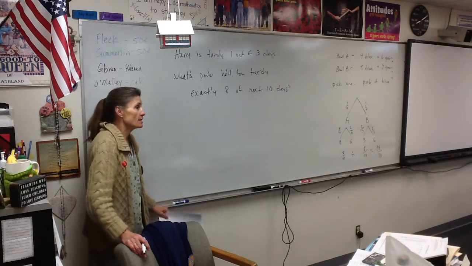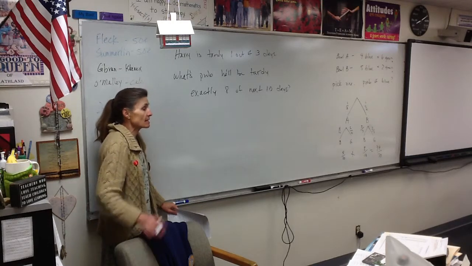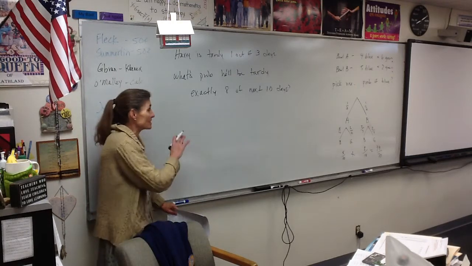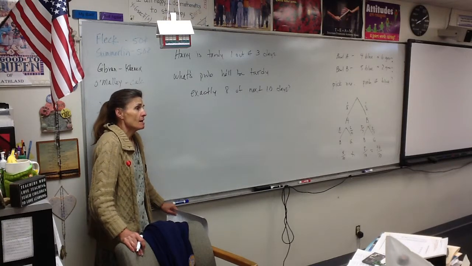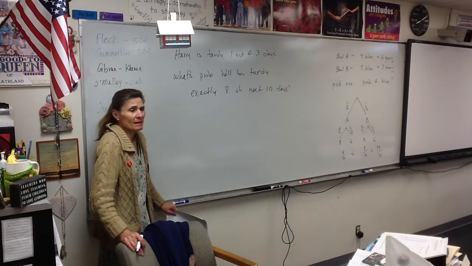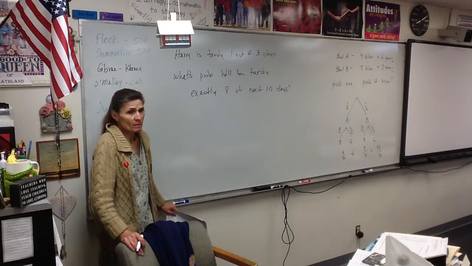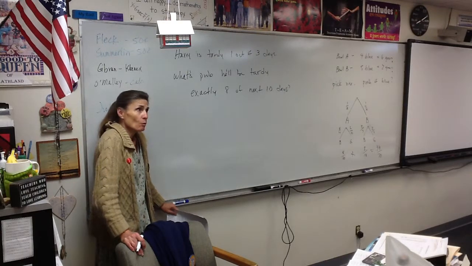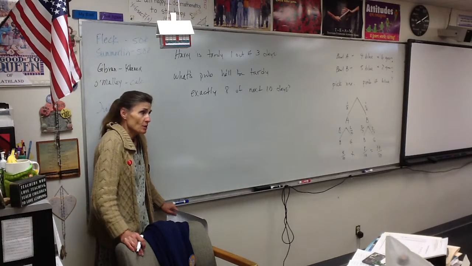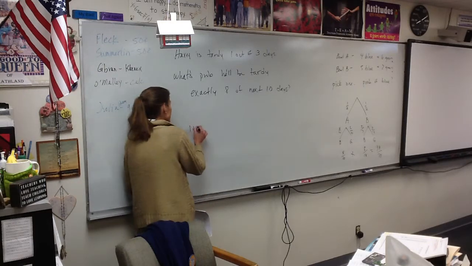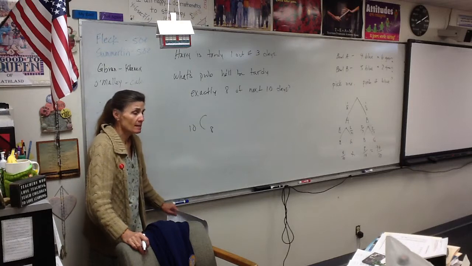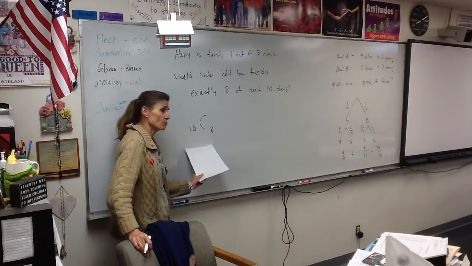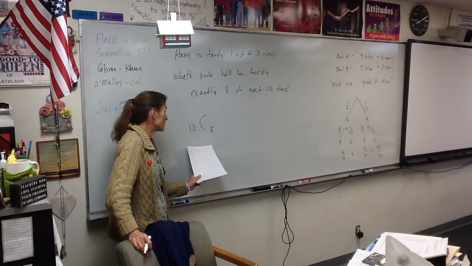Aha, Maggie's on to something. Maggie says, instead of using Pascal's triangle, because this would be the 10th row, which would be a long way down, I need to pick 8 days that he's going to be tardy. Do I care which 8 days? No. So that would be 10C8. Just choose 8 of the next 10 days. This would be a number in the 10th row of Pascal's triangle if you wanted to do it that way.